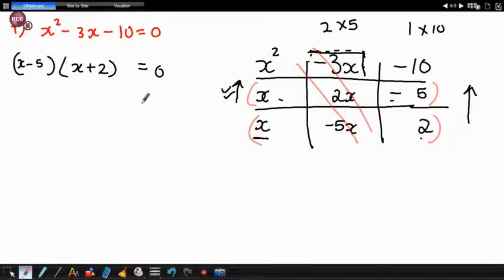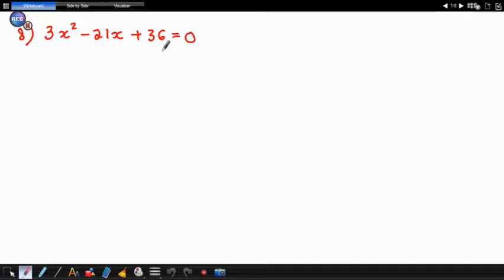Okay, I'll do further videos on how to factorize trinomials. Now that we're here, we'll say x is equal to 5, or we'll have x is equal to negative 2, and those are our two solutions. Let's look at this question. We have 3x squared minus 21x plus 36 equal to 0.